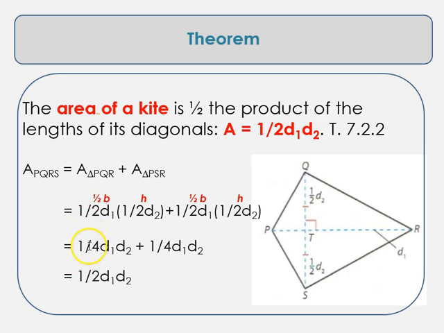We'll take our answer: 1/2 times 1/2 is 1/4. We have 1/4 diagonal 1 times diagonal 2, plus the congruent triangle, 1/4 diagonal 1 times diagonal 2. Add those together and you end up with 1/2 diagonal 1 times diagonal 2, which is our formula.